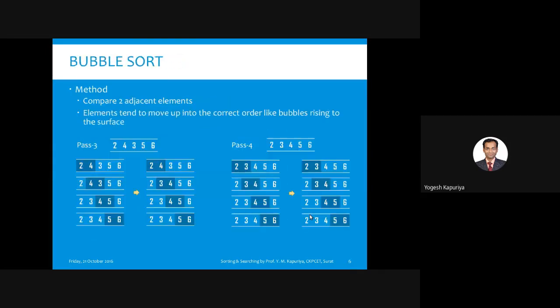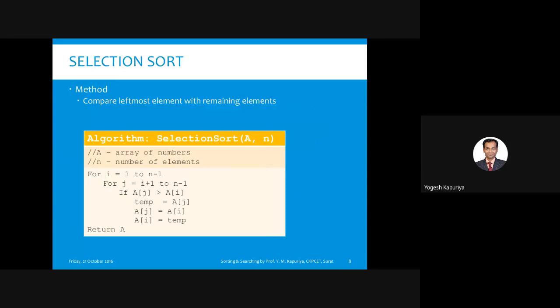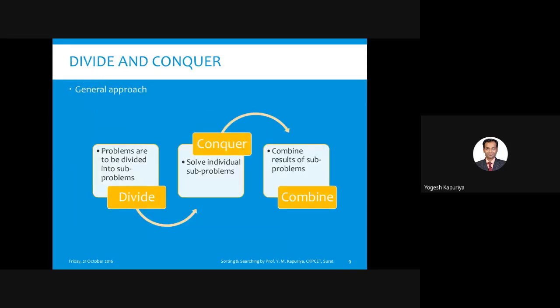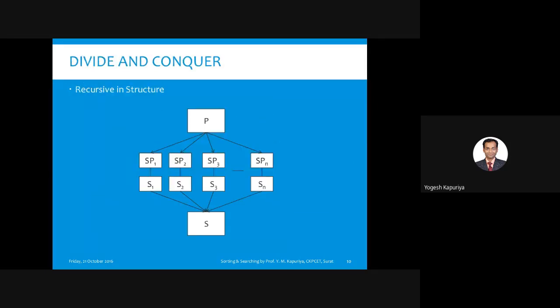Imagine that you want to sort these five numbers. Imagine that you are splitting them into two parts, let us say. So you first sort 2 4 3 and then you sort 5 6. So 2 4 3 becomes 2 3 4, and 5 6 is sorted, it stays 5 6, and then you merge these two together. That will give you the actual sorted array. This kind of approach we are following in divide and conquer, right?